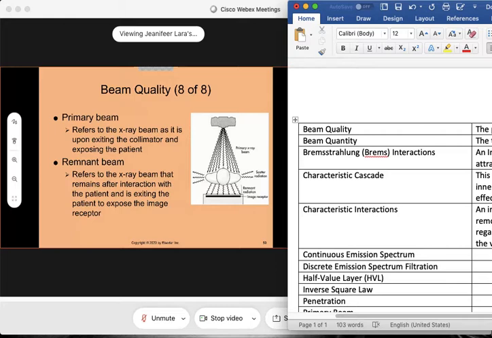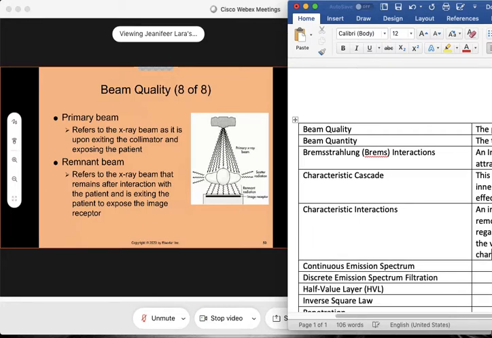Questions? So primary beam, we know where that's at. Remnant beam, we know where that's at. So the X-rays coming to primary, X-rays leaving the patient to the image receptor, remnant.